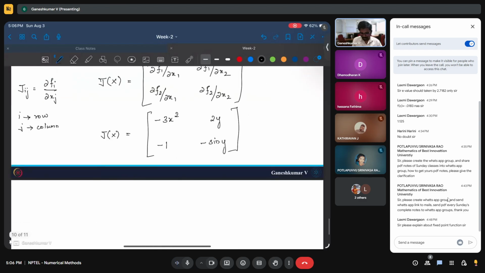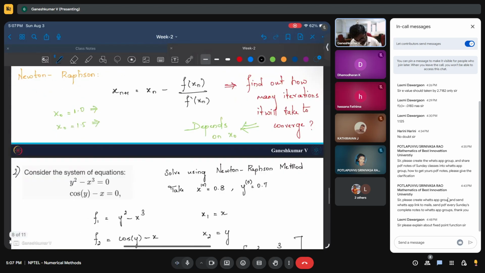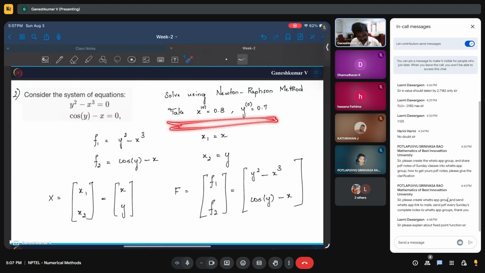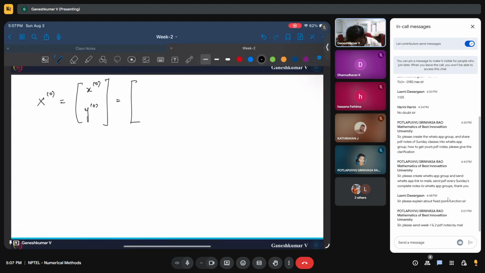Since it's a numerical method, we will substitute all the values and then find the inverse. So J of x, let's say x naught. First let me define x naught. X naught is x naught and y naught, which is given in the problem. I have asked to take the initial condition to be 0.8 and 0.7. So let's write this down: 0.8, 0.7.